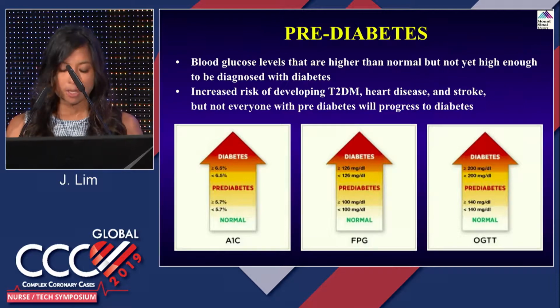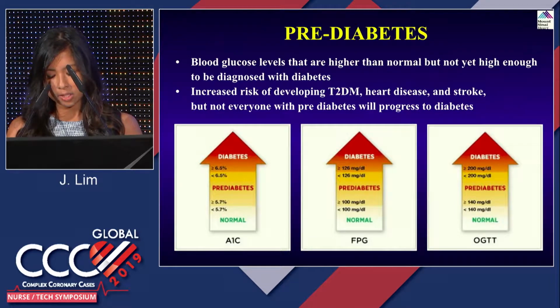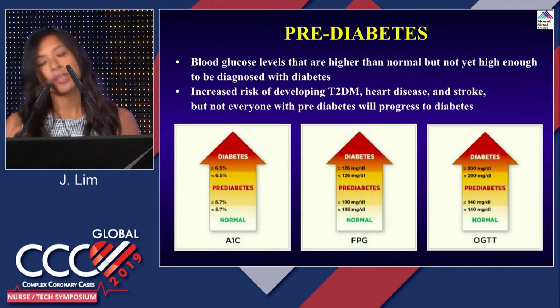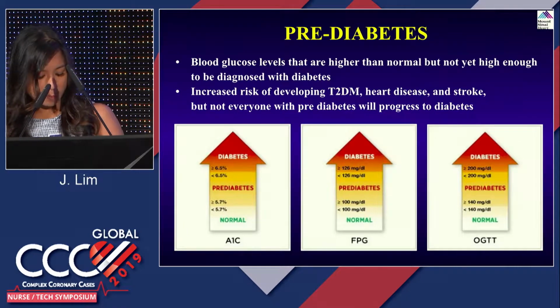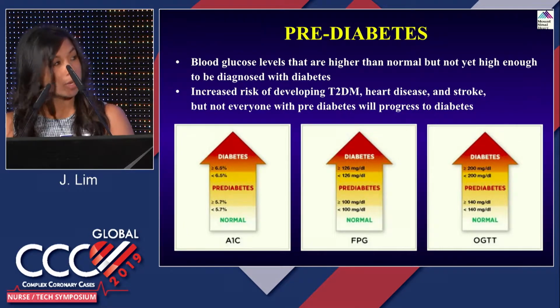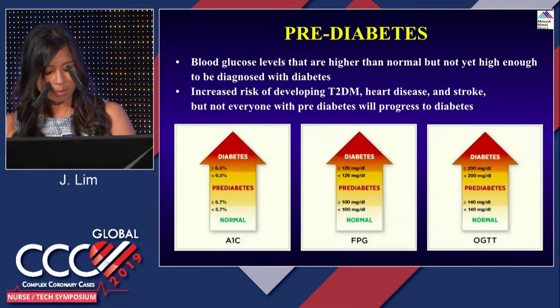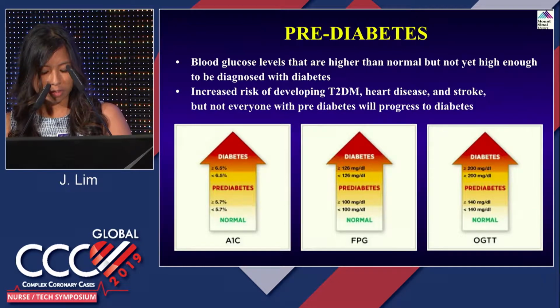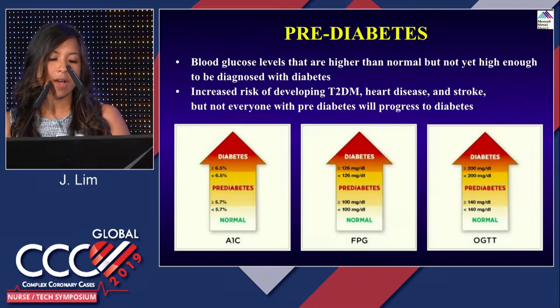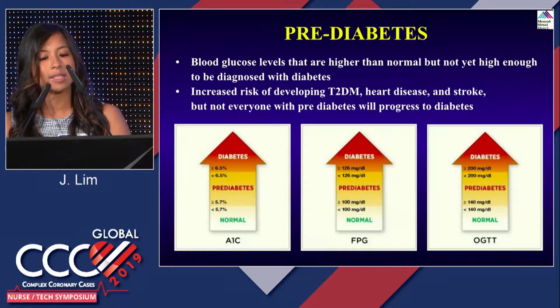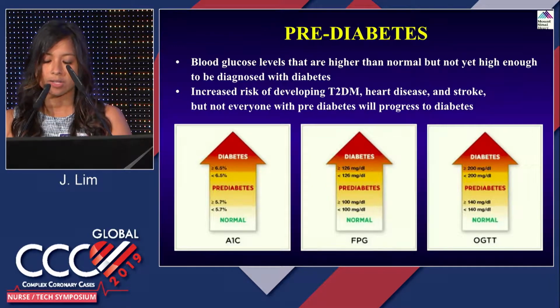This occurs in approximately 84 million adults. 1 in 3 have prediabetes. And out of the 84 million, 90% do not know that they have it. There are 3 ways to diagnose diabetes: the hemoglobin A1C, fasting plasma glucose, and the oral glucose tolerance test. You can see here the hemoglobin A1C less than 5.7 is normal, 5.7 to 6.5 is prediabetes, and 6.5 and greater is diabetes.